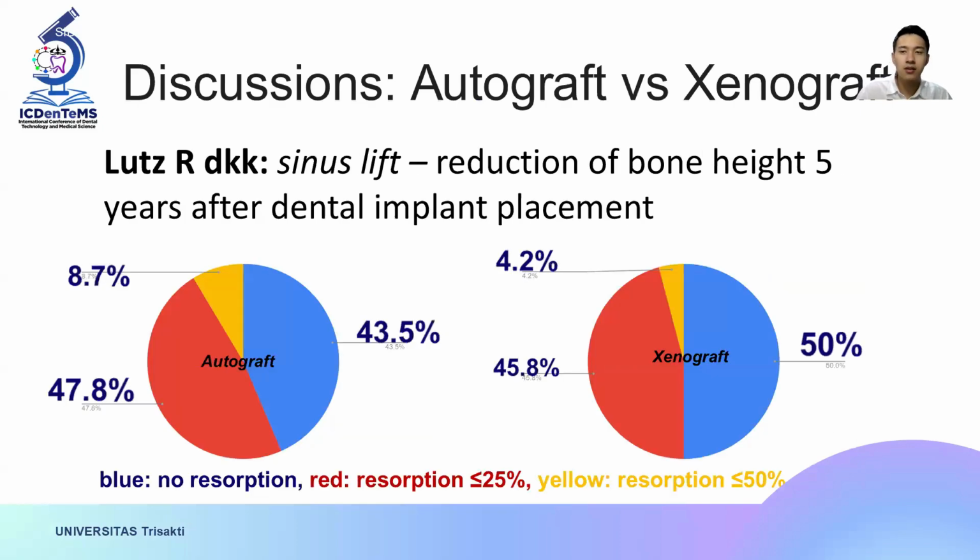And this is the second article for autograft and xenograft, which is also on sinus lift procedures. They measured the reduction of bone height 5 years after dental implant placement, and this is the pie chart. They found no significant difference in this article.